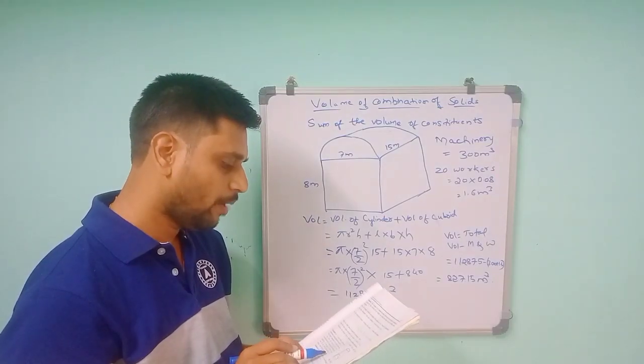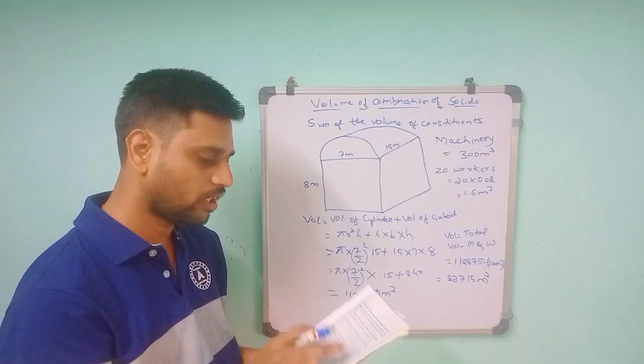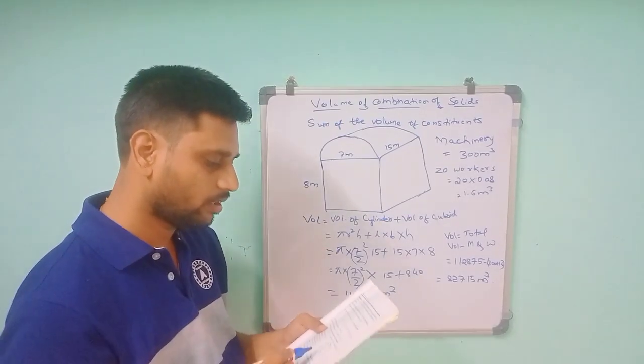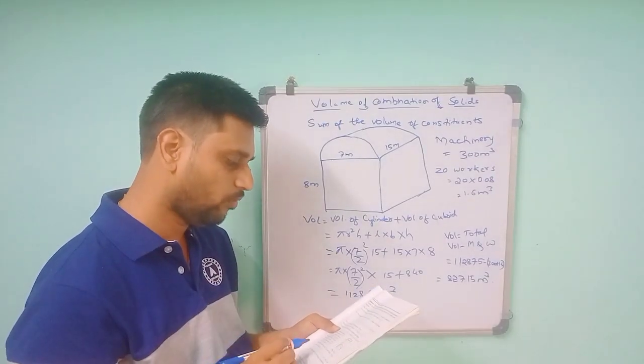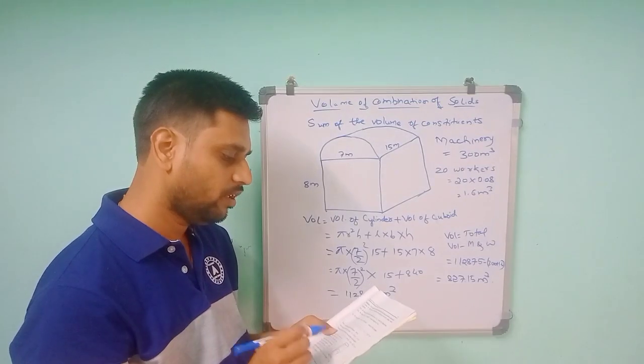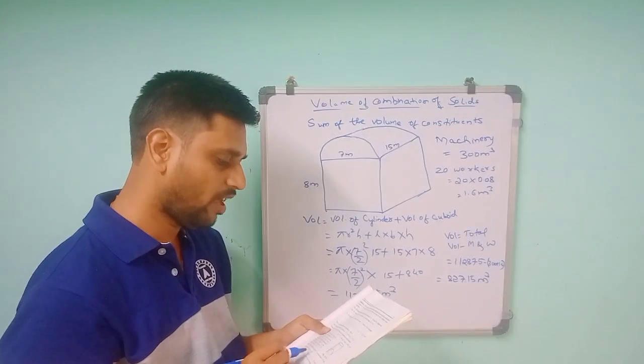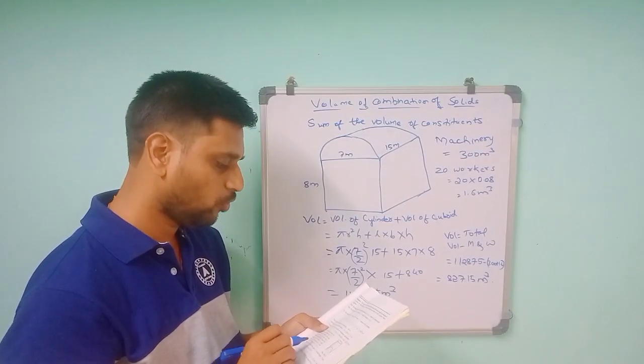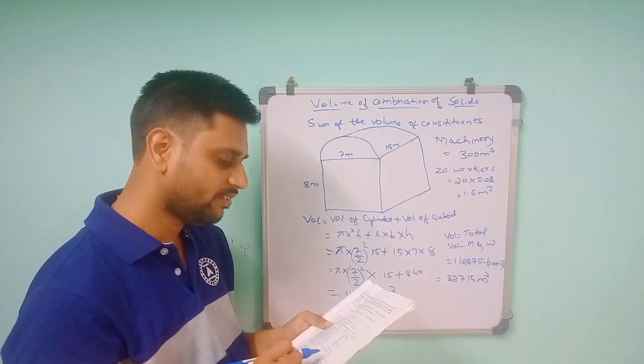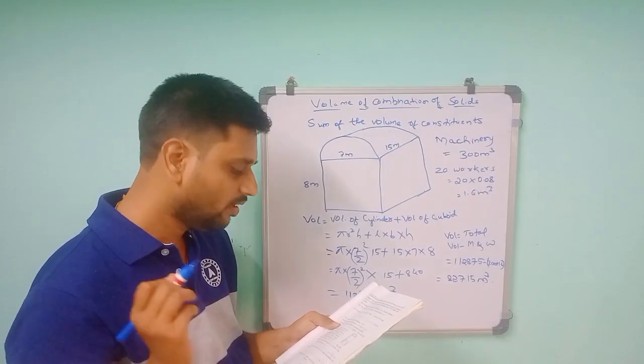Then find the apparent capacity. Apparent capacity means the total capacity you have to find without taking the hemisphere into consideration. For that, the volume of the cylinder is pi r square h. So pi r square h means 3.14 into 2.5 into 2.5 into height 10. So you will get 196.25 centimeter cube.